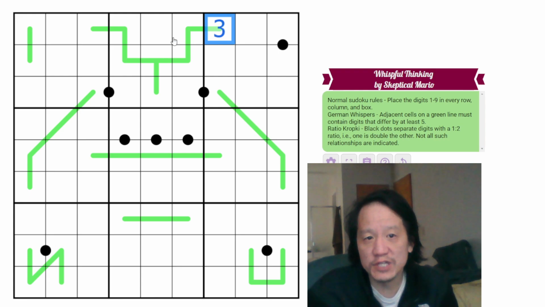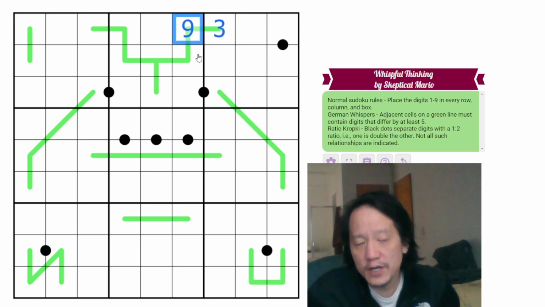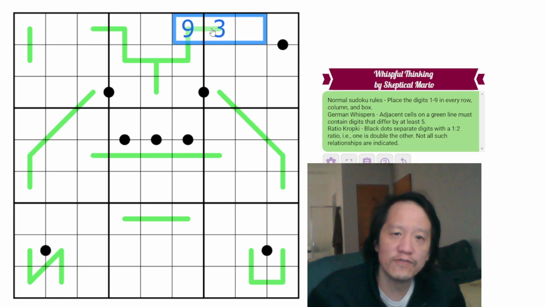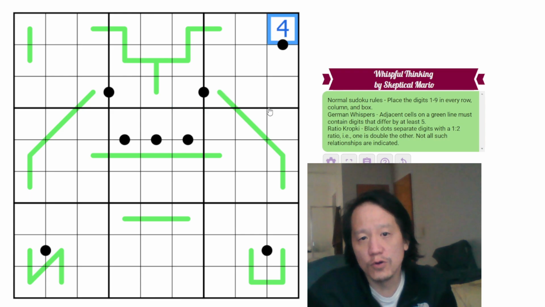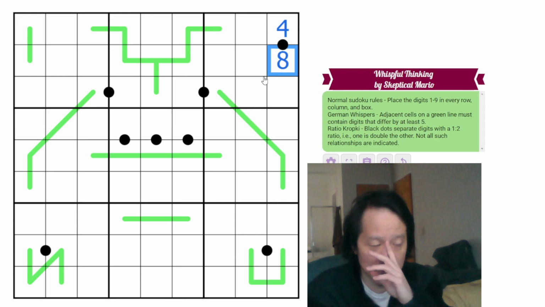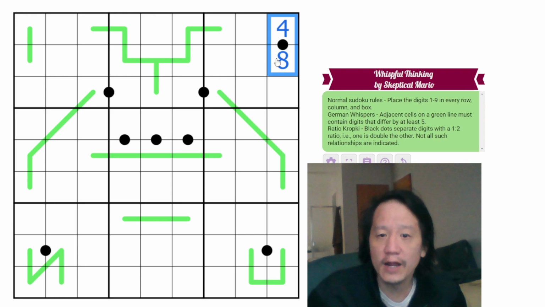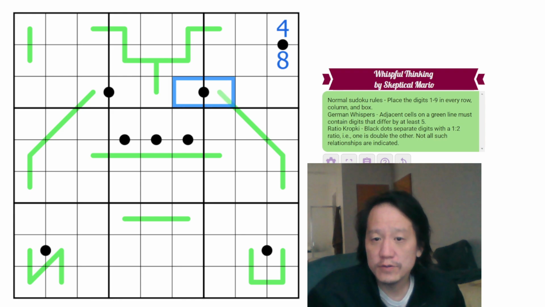So, for example, if this was a 3, this would have to be an 8 or a 9, because you have to have at least a difference of 5 between adjacent digits on a German whisper line. Ratio Kropke. Black dots separate digits with a 1 to 2 ratio. That is, one is double the other. Not all such relationships are indicated. So, for example, if this was a 4, this would have to be a 2 or an 8, because you have to have a 1 to 2 ratio between black Kropke dots. And those are all the rules.